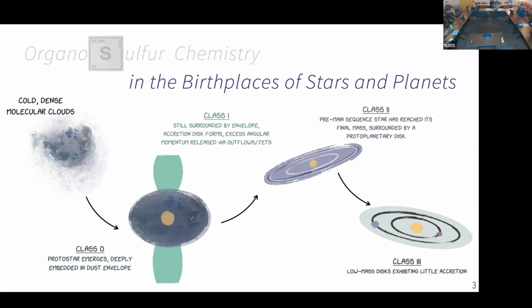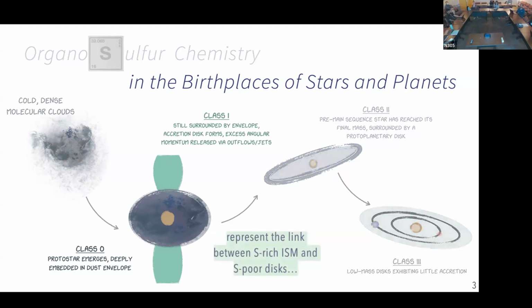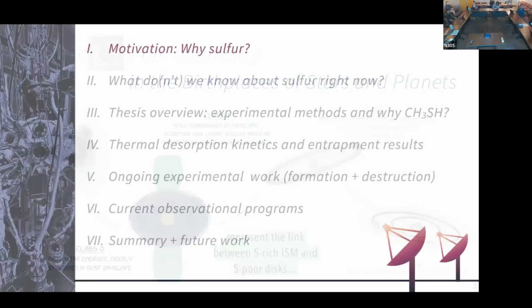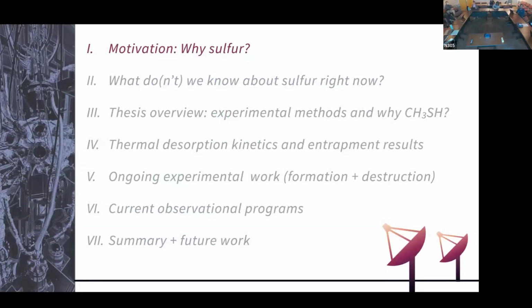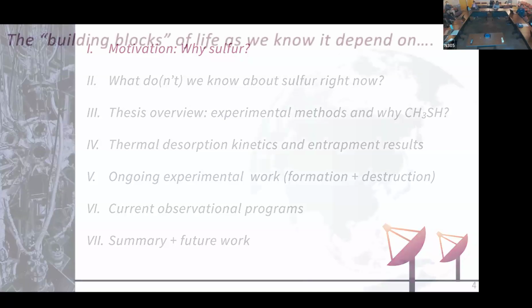The parts that I'll be focusing on for my observational work will be the class 0 and 1, which are the embedded sources, because this is what represents the link between the sulfur-rich ISM and sulfur-poor disks. I'll talk a little bit more about why we have this sulfur-rich and sulfur-poor in a second. This is just a brief outline. First, I want to talk about why sulfur.